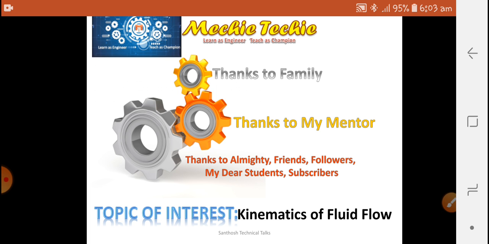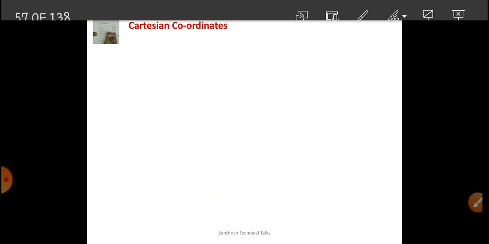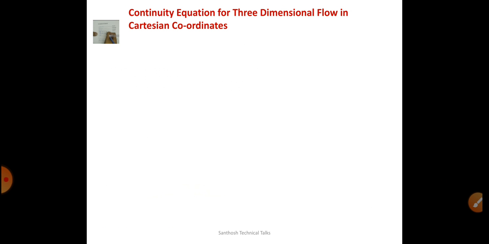So with this introduction, I will move on to the kinematics of fluid flow. Here, our interest is to find the velocity, acceleration, or discharge of a fluid flow with the help of different kinds of approaches as well as different dimensions. Let us see the first one, which is the continuity equation for three-dimensional flow in Cartesian coordinates.